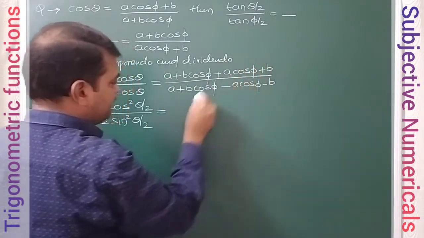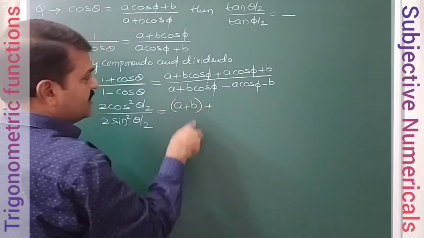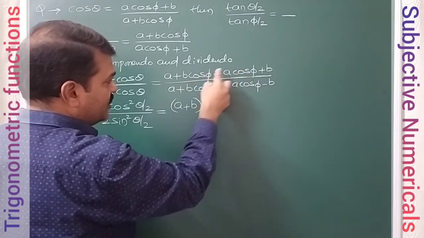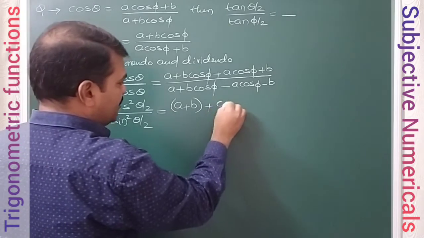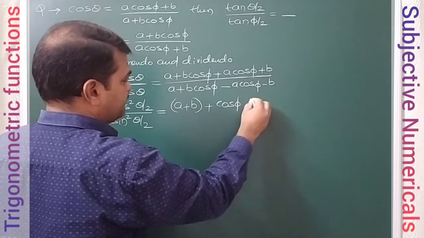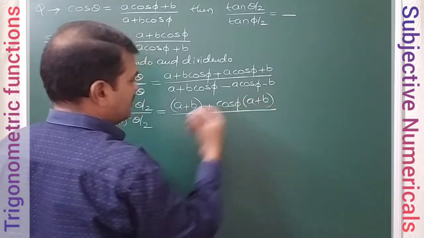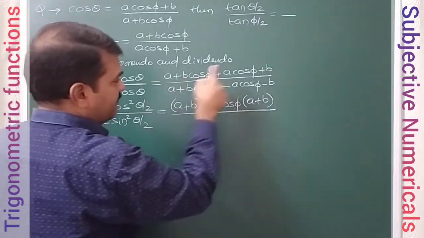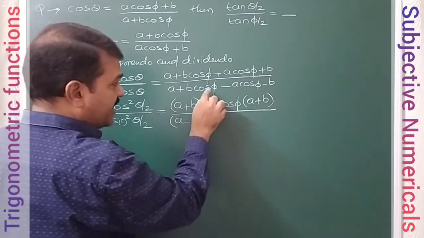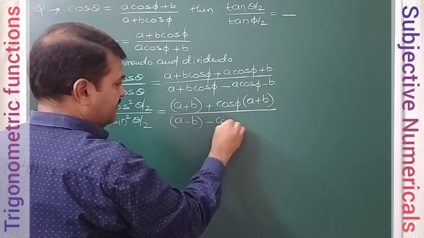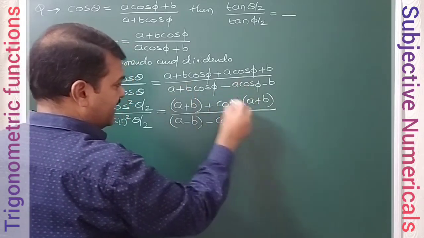A plus b I am separating. So if you take cos phi common in these two terms, again a plus b you will get. So if you take cos phi common, again a plus b. So denominator a minus b I am writing first. If you take minus cos phi common, so here a, here minus b.